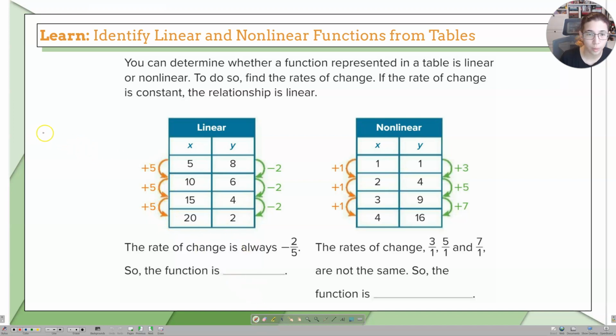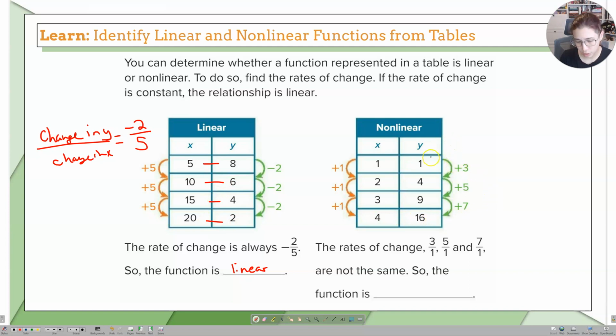So you would remember, the rate of change is the change in y, which is also the slope, right? Change in y over the change in x. So in this situation, your change in y is -2, your change in x is 5. And so the function is going to be linear because all of these pairs of coordinates have the same rate of change. Whereas if you go to this nonlinear one, the rates of change go 3, 5, then 7. So they're not the same. Therefore, the function is nonlinear.